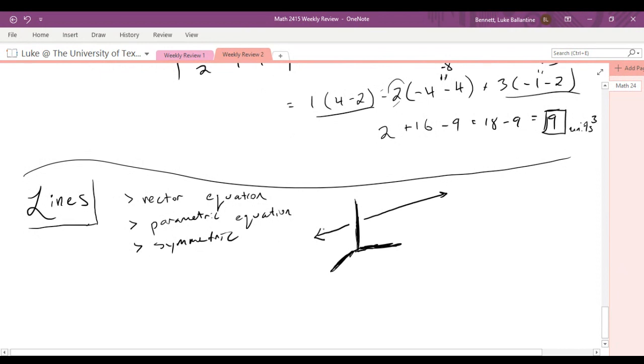The vector equation will be r of t equals r naught plus t times v. Okay, let's analyze this. In 2 dimensions, we have y is equal to mx plus b.